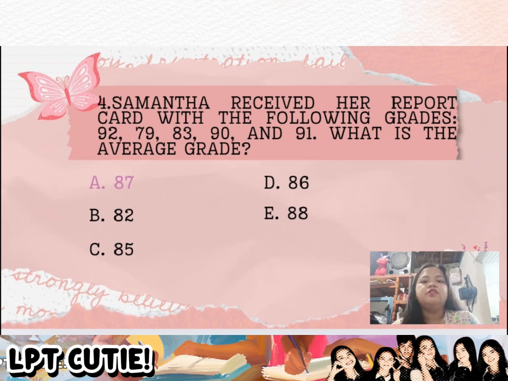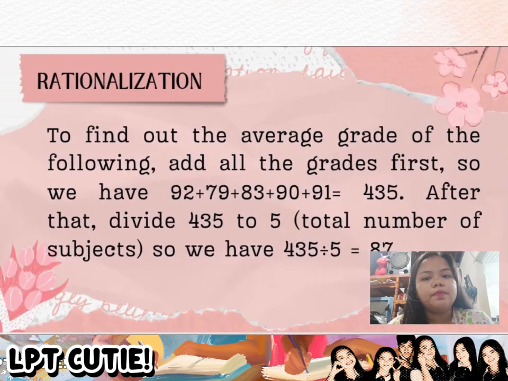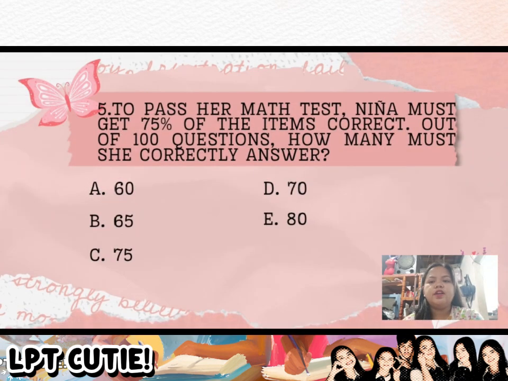So how? So to solve this problem, to find out the average grade of the following, add all the grades first. So we have 92 plus 79 plus 83 plus 90 plus 91 equals 435. After that, you need to divide 435 by 5. So 5 there is the total number of subjects or the grades there. So we have 435 divided by 5, so we will come up with an average grade of 87. Again, the average grade of Samantha is letter A, 87. Okay, so we are now in number 5.